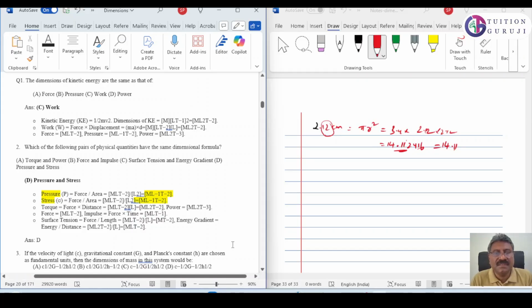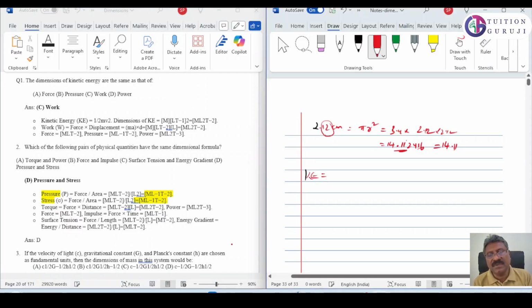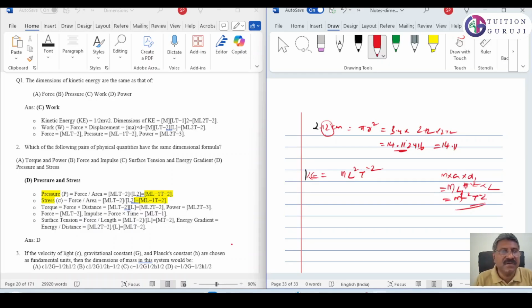The dimension of kinetic energy is the same as that of? We know kinetic energy is an energy. Energy is M L square T raised to minus 2. Work or energy is force into distance. Force is mass into acceleration, that is M L T raised to minus 2, and into distance L, so it is M L square T raised to minus 2. So kinetic energy is given.